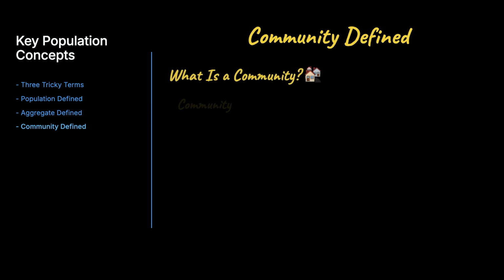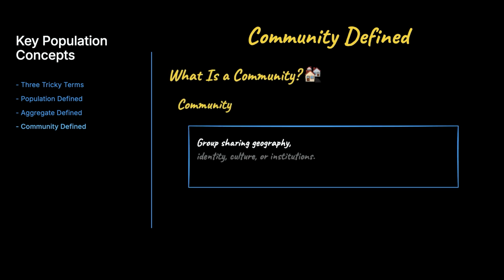A community is different again. It is a group sharing more than risk. Communities share geography, identity, culture, or institutions, and members usually recognize one another as belonging together. A neighborhood organized around a community center is a community. So is a faith congregation or a high school with its students, teachers, and families.